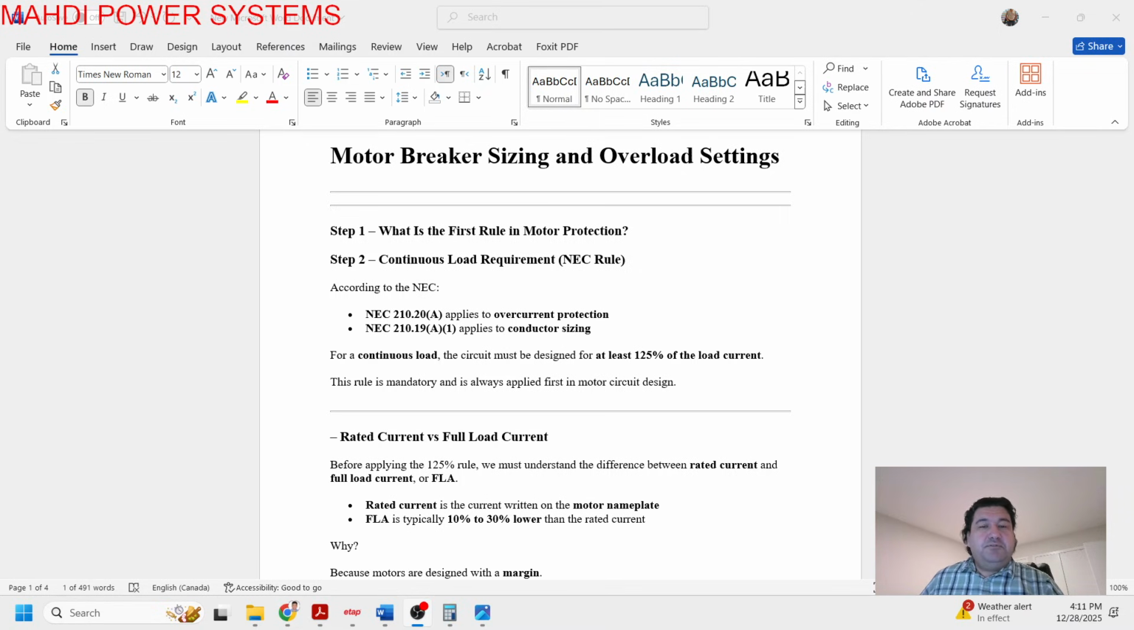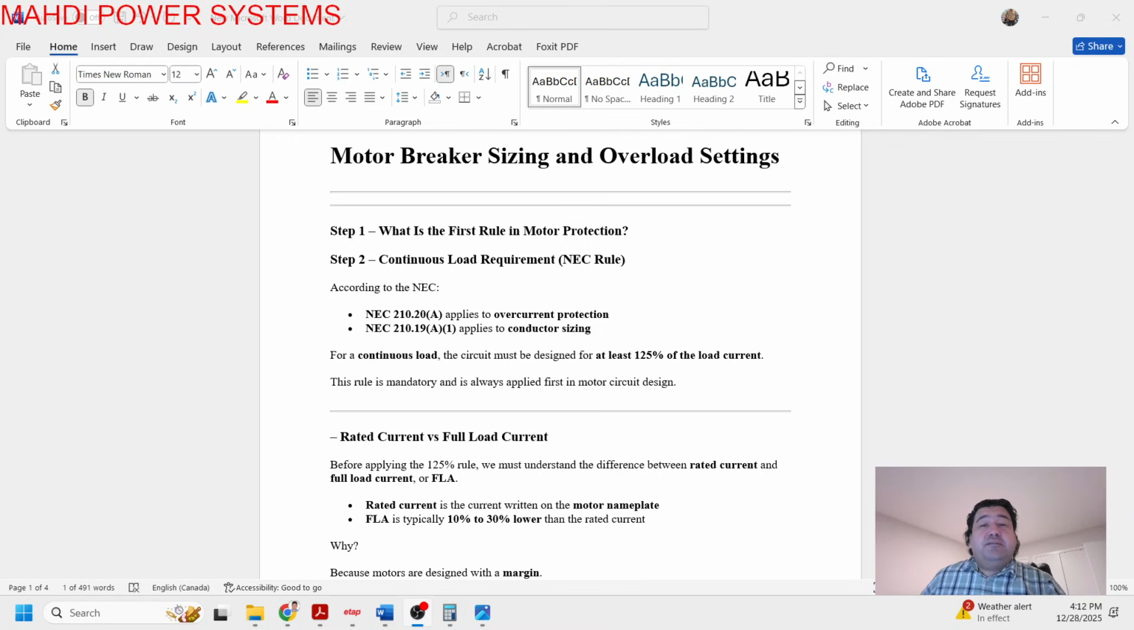In this video, I want to start with the sizing of the circuit breakers. First, we size the circuit breaker and then move on to the trip unit to set the functions: long time, instantaneous, and ground fault.